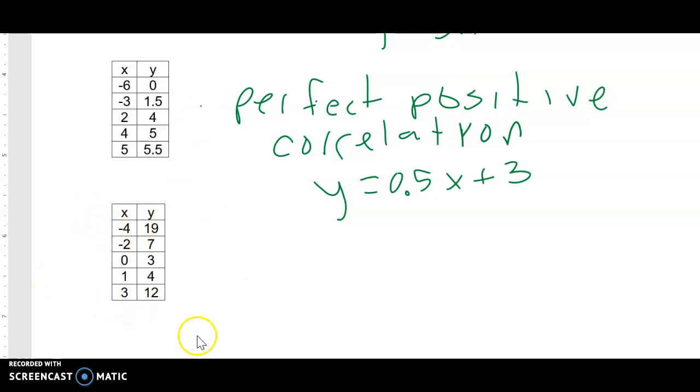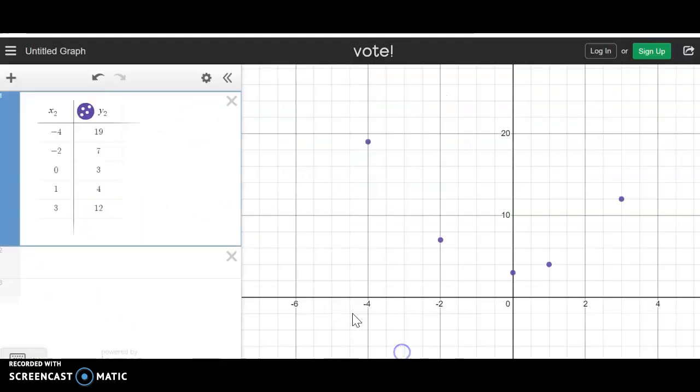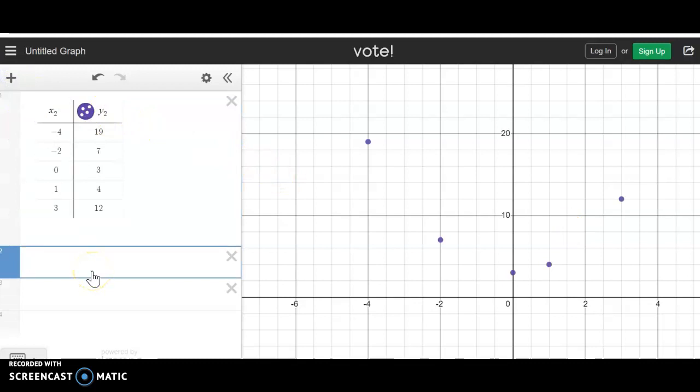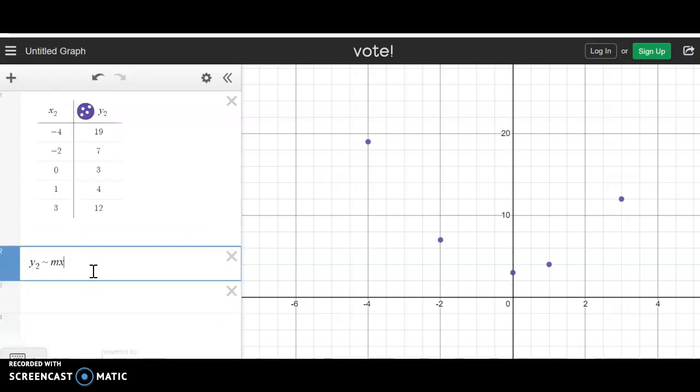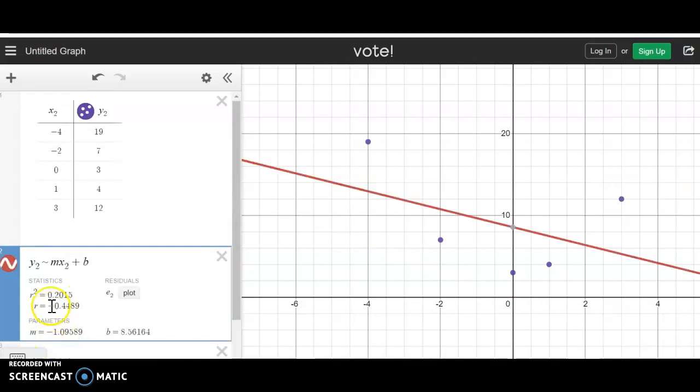Final example is here's our set of data. Going to bring it into Desmos. Here's the graph of it. We're going to do the line of best fit. The correlation coefficient is negative 0.4489. That means that it is a weak negative correlation.